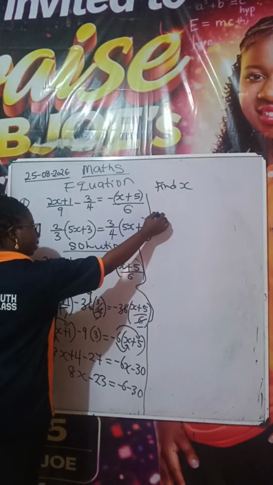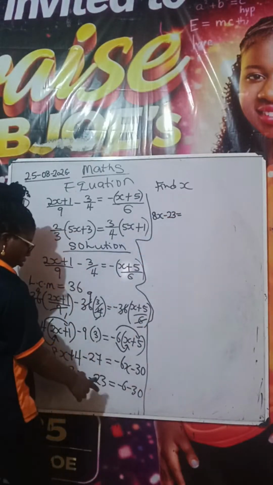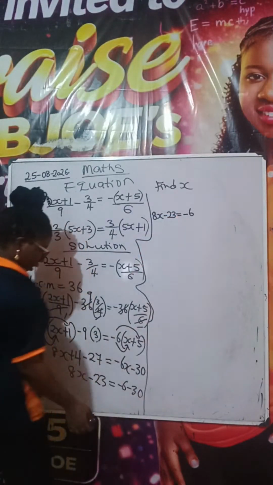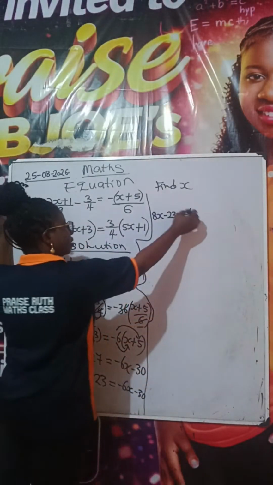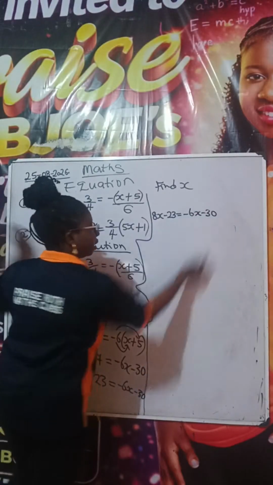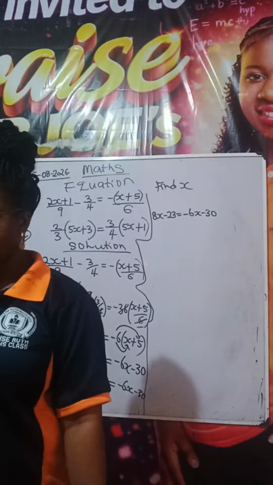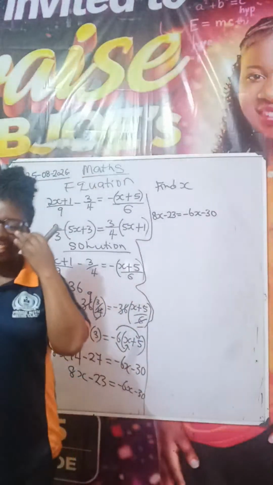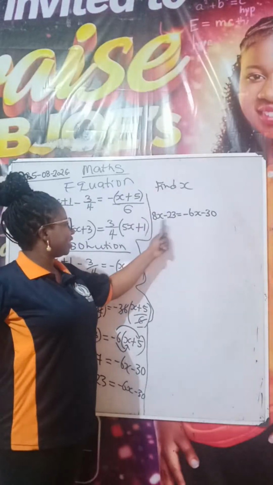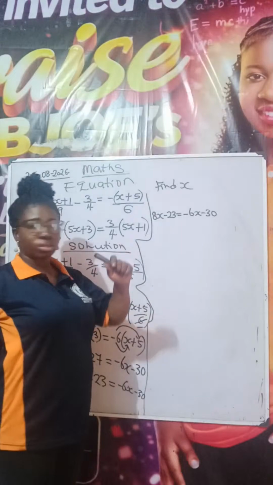Let me bring it here so that everybody will see it. So we have 8x minus 23 is equal to minus 6x. There is x here. Then minus 6x, then minus 30. Can we see the board? Okay. Now, what's next again? x is there, x is here. This and this is here. So we need to do something.